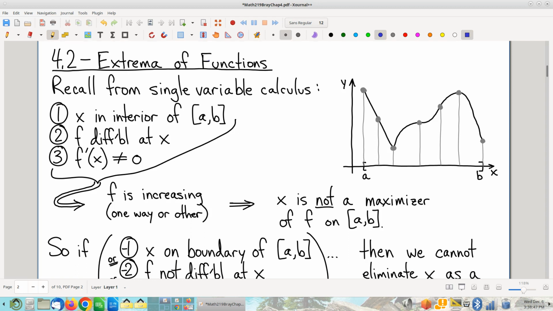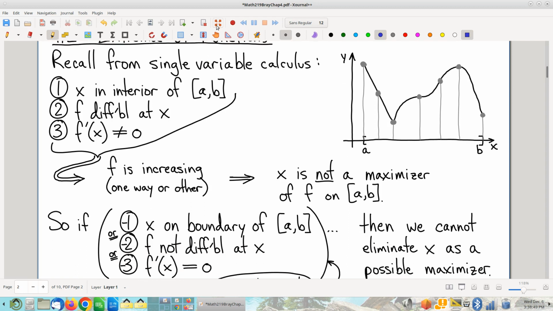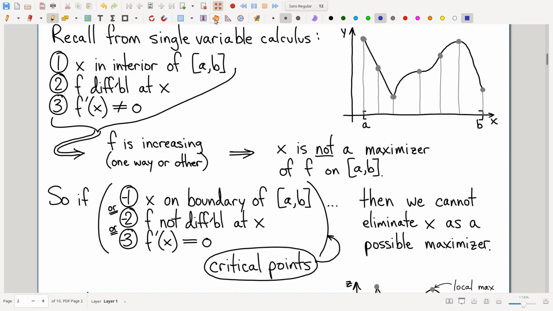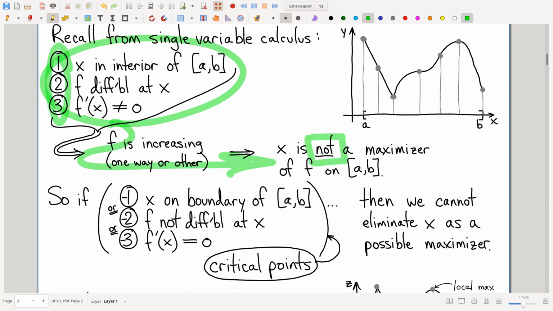Let me remind you, very quickly, how you do single variable optimization. The big idea underneath it all is these three conditions. If you find a point that's in the interior of your interval where the function f is differentiable, and if the derivative is not 0, all three conditions satisfied, it immediately follows that there's no way this could possibly be a maximizer of your function.